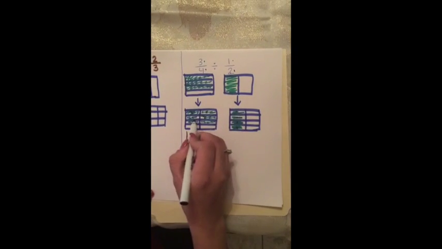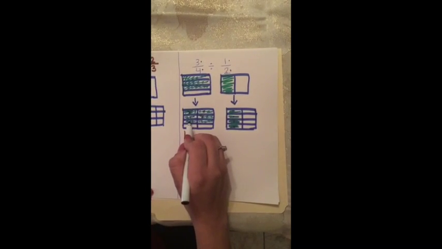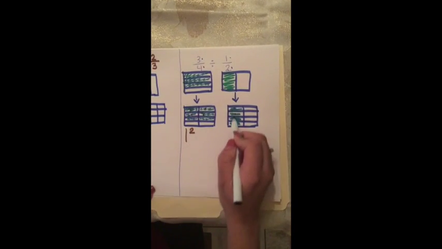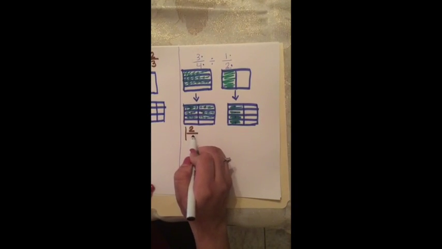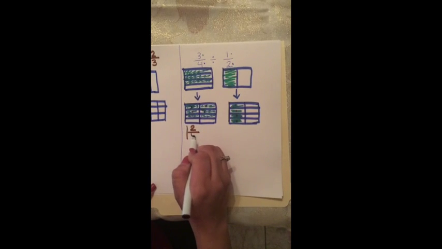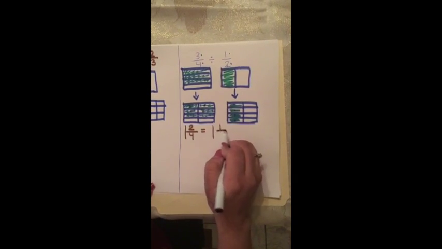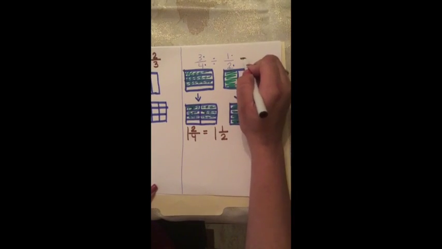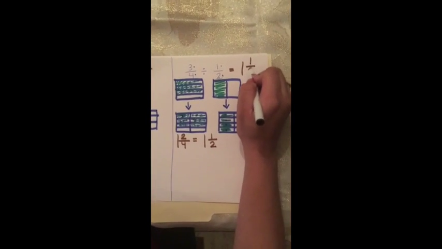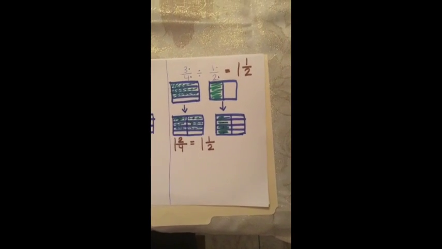So we have 1 set. So we just have 1 set, and then we have 2 left over. So we're going to have 2 over 4 because that's what the total amount of squares is in the second square. And we're going to simplify to 1 and 1/2. And that is the answer.